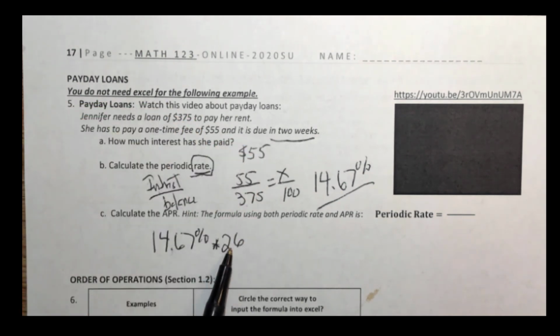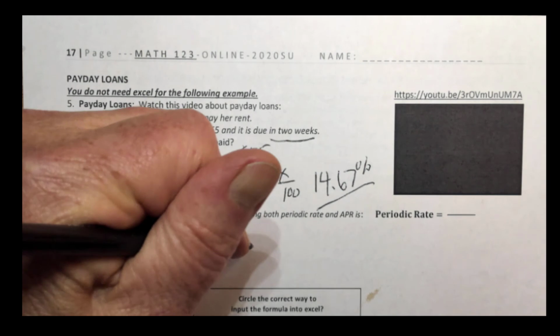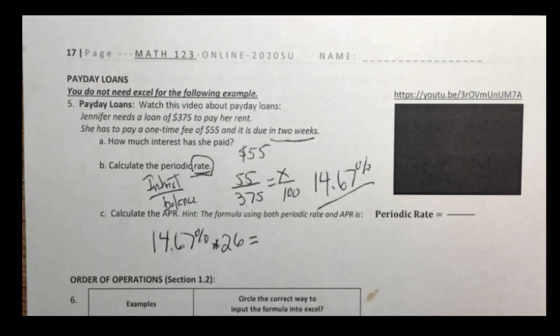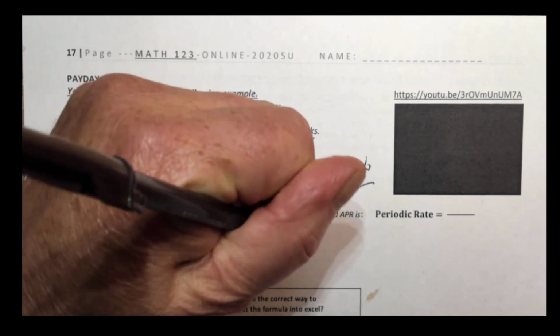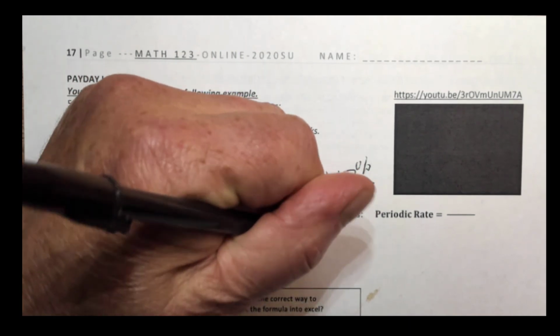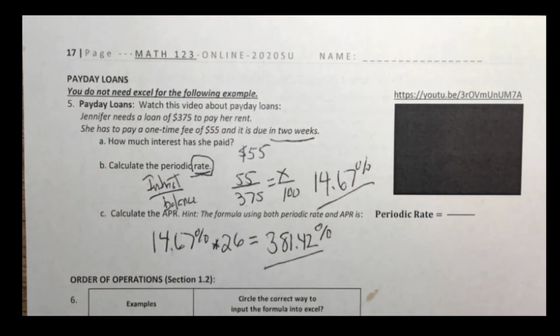52 weeks, bi-weekly would be half of that. And I'm going to multiply that, and I get 381.42%. And you thought the credit card at 26% was bad.